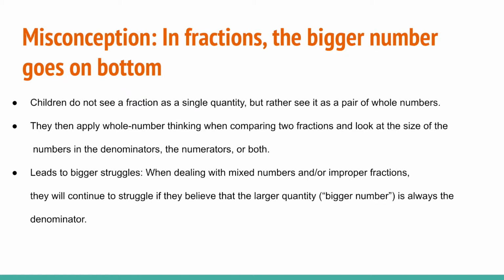They then apply whole number thinking when comparing two fractions and look at the size of the denominators, the numerators, or both. So this leads to bigger struggles when dealing with mixed numbers or improper fractions. Children will continue to struggle with the idea that the larger quantity or the bigger number is always the bottom number, or the denominator.